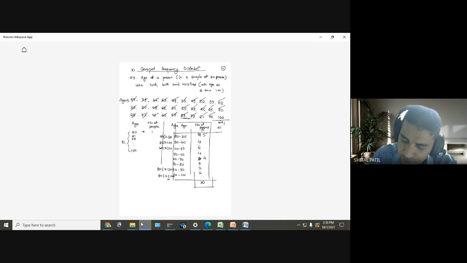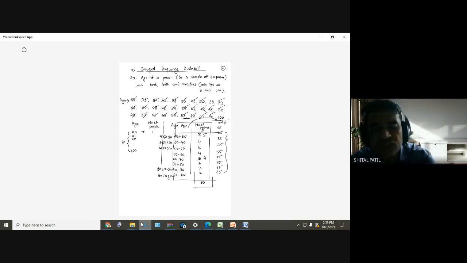Midpoint. Whose midpoint? Midpoint of this interval. So 20 to 30, then addition is 50 divided by 2. So 25, 35, 45, 55, 65. Getting everyone? So this is the mid age. So again, in statistics, there is always approximation. So I'll say in this way. See, I think I'm audible to you.